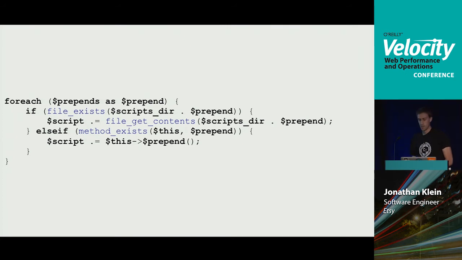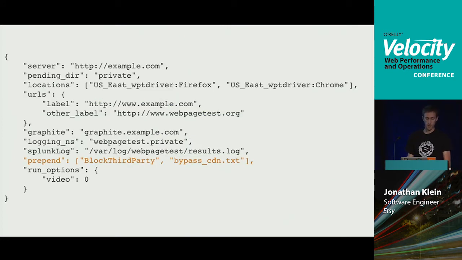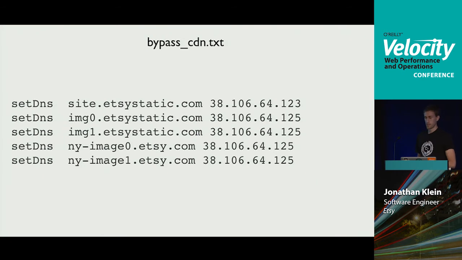So if we go back a slide, you'll see this block third party is going to be a method that's just existing on the class to block our third party content and see how that impacts performance. And that bypass cdn.txt is a text file that contains a simple WebPageTest script. So to show that, this might be what bypass cdn.txt would look like. It's the standard WebPageTest scripting language, so everything that's documented and everything you can do on the public webpagetest.org, but you can put any script you want in here and it will get automatically sucked up and run as part of that test.